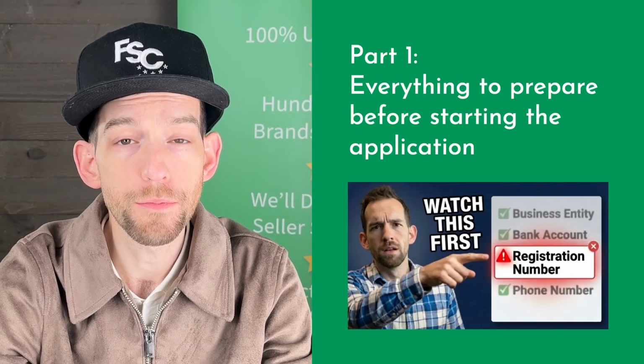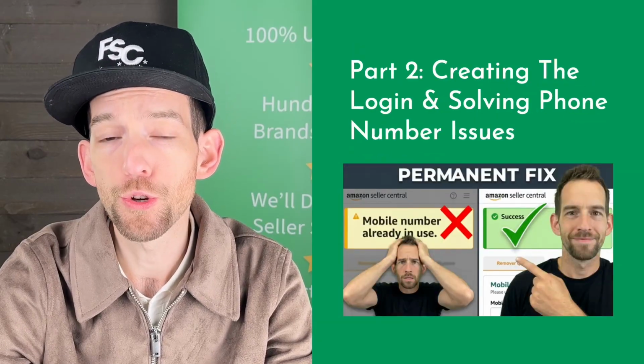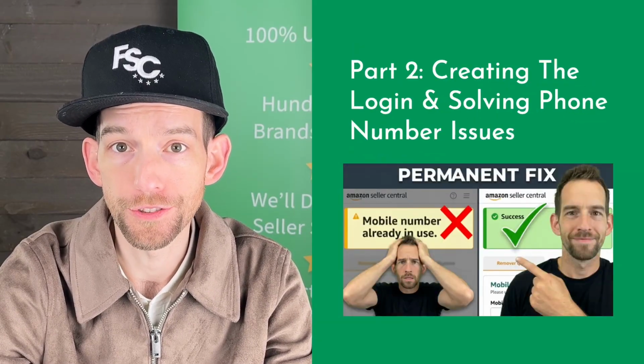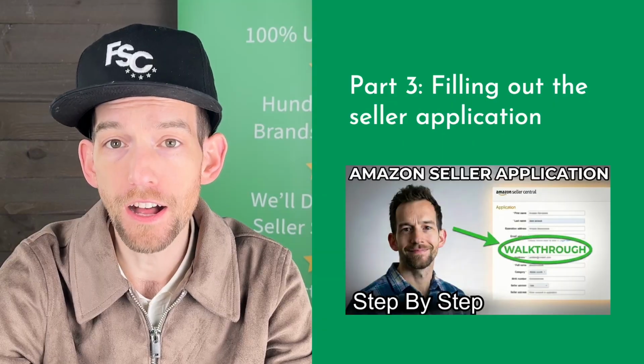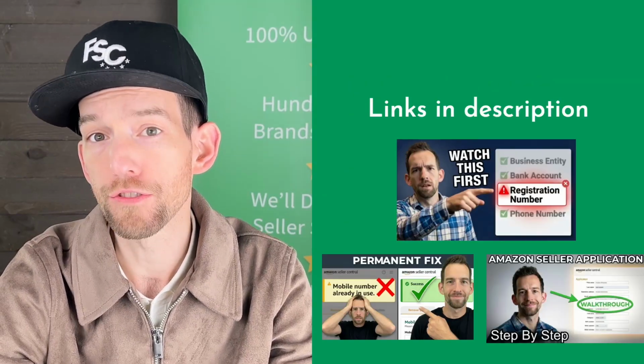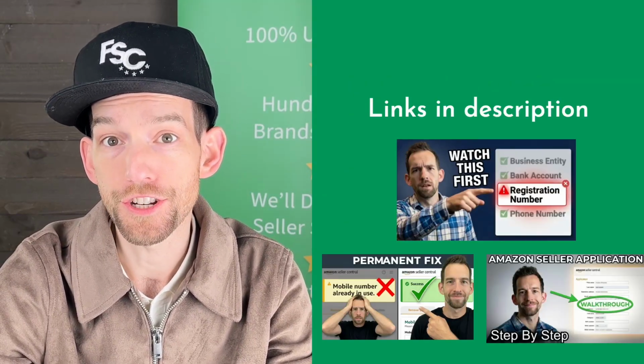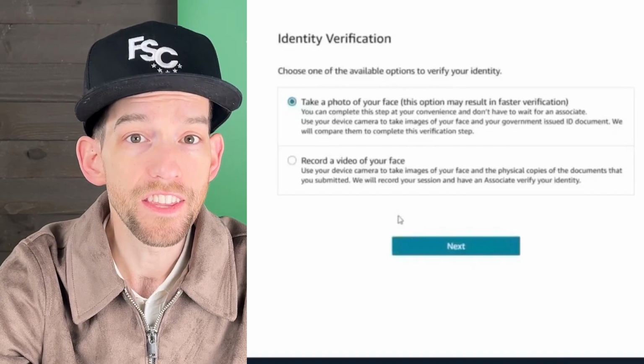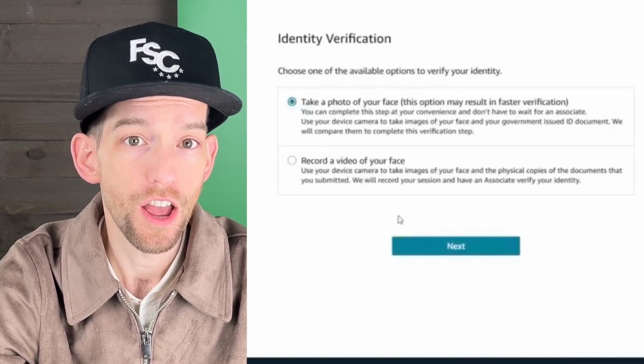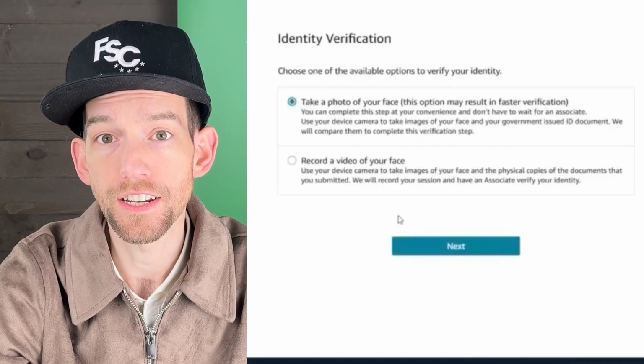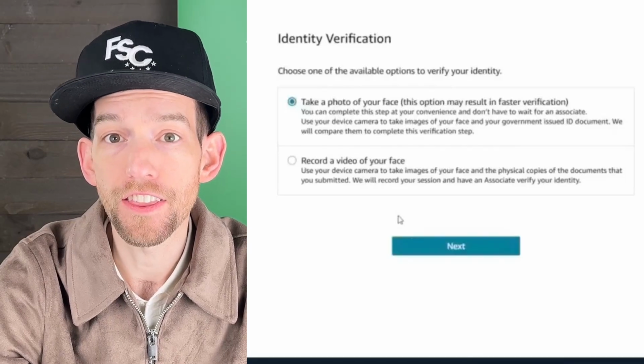This is what happens immediately after filling out the seller application. I'll show you exactly what each screen looks like and explain what to do so you can get through it smoothly without confusion. In the previous videos of this series, I walk you through everything you need to prepare before starting the application, how to create the initial login and deal with phone number issues, and the seller account application itself step by step. If you haven't already gone through those yet, or you're not ready to submit the application, you may want to watch those videos first. This video is only about the end of the seller application, where Amazon has the contact person that you designated go through a process to verify their identity.